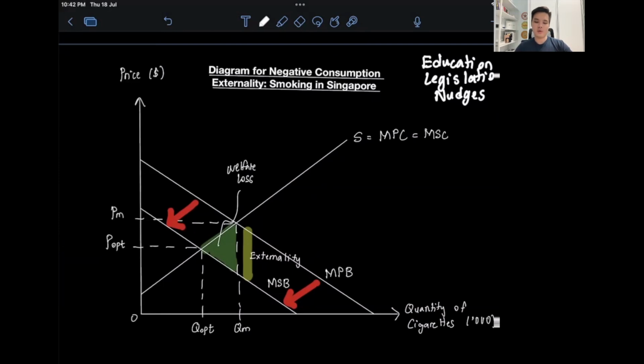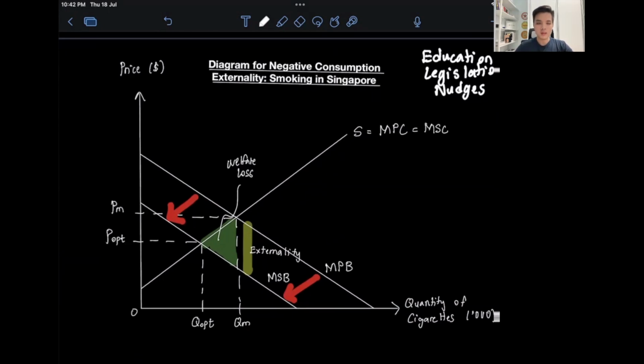The key point for all of these four policies is that increasing your marginal private costs or reducing the marginal private benefit will lead to the market producing at social optimal levels. So in this case, if the marginal private benefit falls to overlap with the marginal social benefit, in theory, the free market will also produce less quantity of cigarettes, which then overlaps with the socially optimum quantity, QOPT. And as a result, this could reduce market failure.